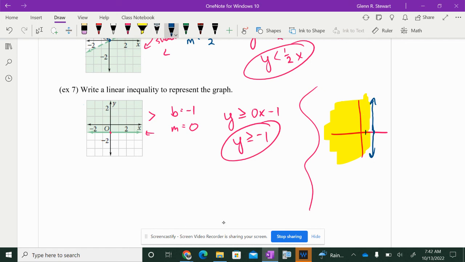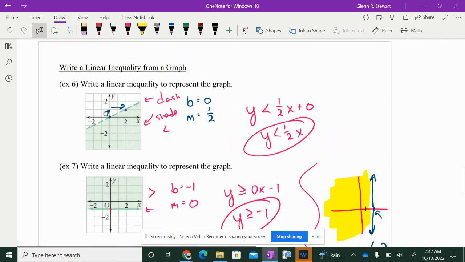If this is a vertical line, what you want to look for is where it crosses the x-axis. In this case, it will be x is less than or equal to 2. 2 is where it crosses the x-axis. It's a vertical line, so it'll be x. And then since it's shaded less than and it's a solid line, it would be x is less than or equal to. Right? Those are some things, and that's basically all I have for you.